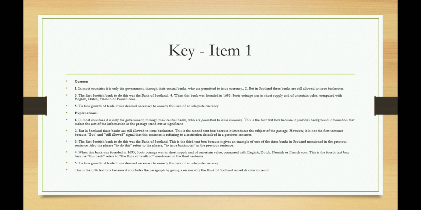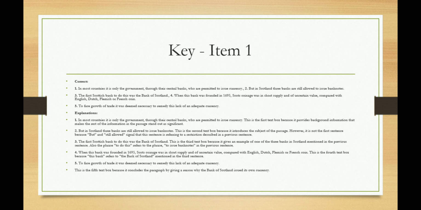Alright, I've given the explanation as well why it is first. So in most countries it is only the government through their central banks who are permitted to issue the currency. This is the first text box because it provides background information that makes the rest of the information in the passage stand out as significant. Okay, so you have to understand the entire context of all 5 boxes, what exactly they are trying to describe, and then it becomes easy for you to identify the first sentence.